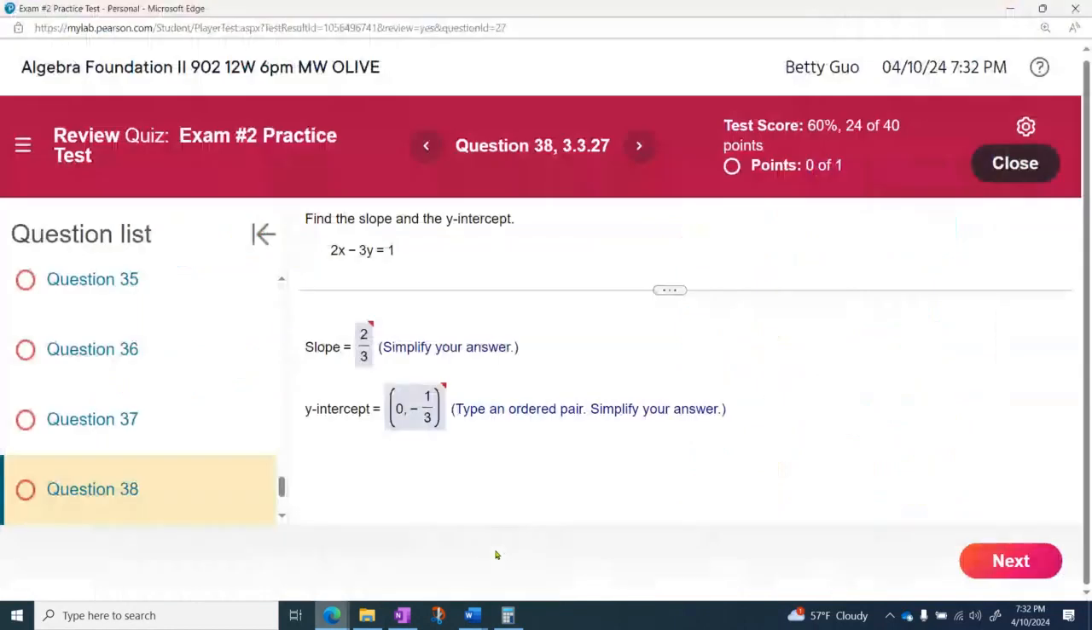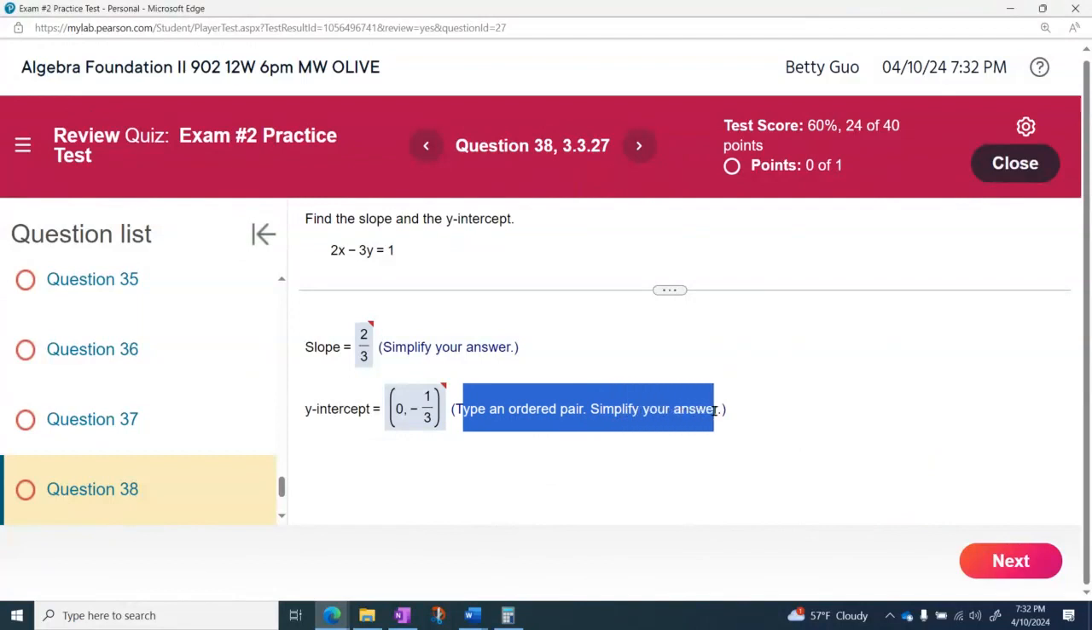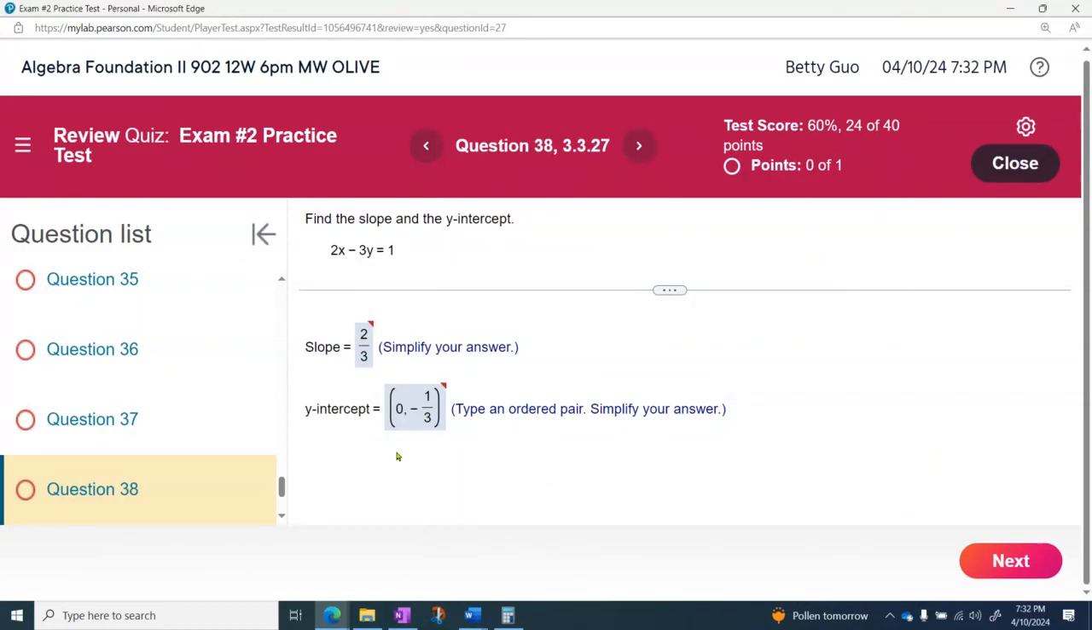And let's see the answer here. Slope is 2/3. Again, you see the y-intercept, do not just enter negative 1 over 3. Read the instruction here. Type in words the pair. Simplify your answer. The y-intercept is a point. A point in the rectangular coordinate system has 2 components. So the corresponding algebraic expression is going to be an ordered pair. It has 2 components, 0, negative 1 over 3. We have mentioned that a lot of times.